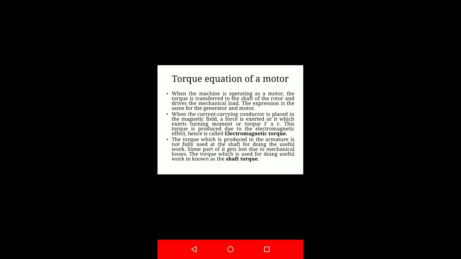The torque which is produced in the armature is not fully used at the shaft for doing the useful work. Some part of it gets lost due to the mechanical losses, and the torque which is used for doing that useful work is known as the shaft torque.